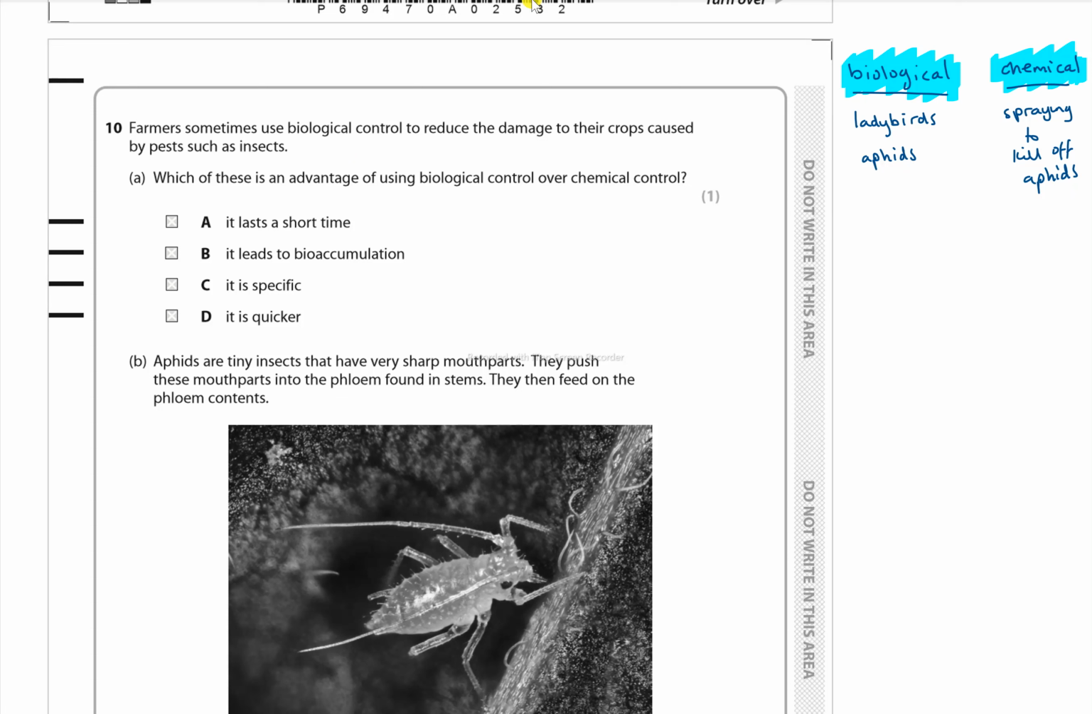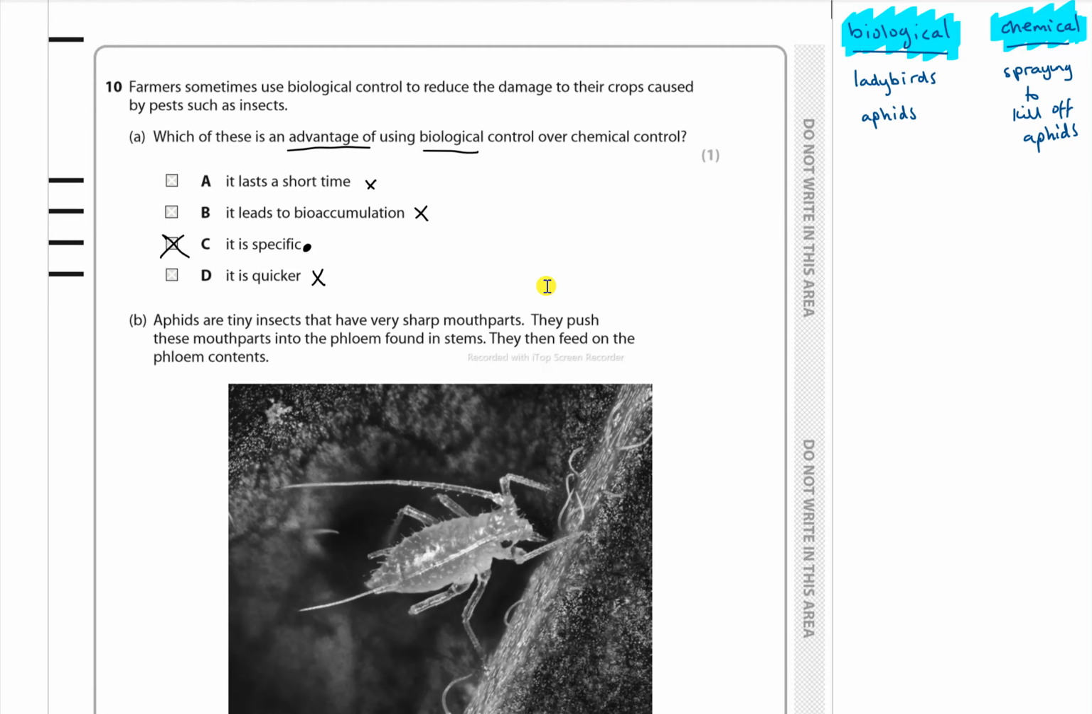Right, what they're saying. Which of these is an advantage for using biological? It's not that. It doesn't lead to bioaccumulation. It is. Oh, well, I don't know if that's true actually. It could be a danger to other wildlife, but that's the answer they've given. Is specific. Well, the idea is specific, but then it can become a pest itself.